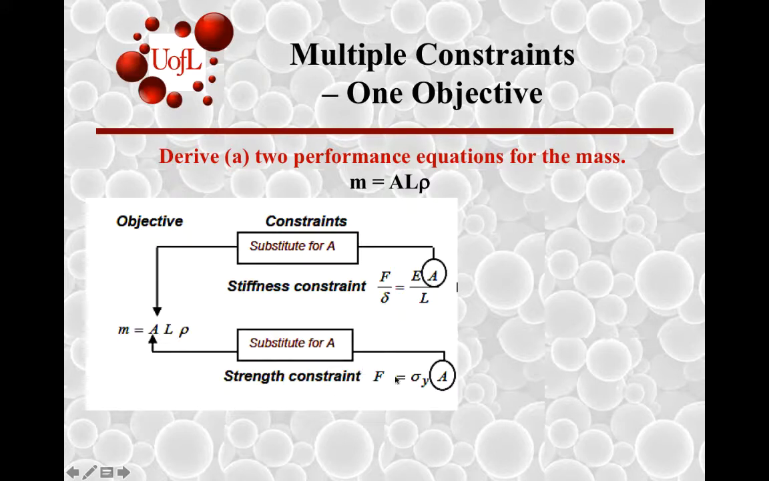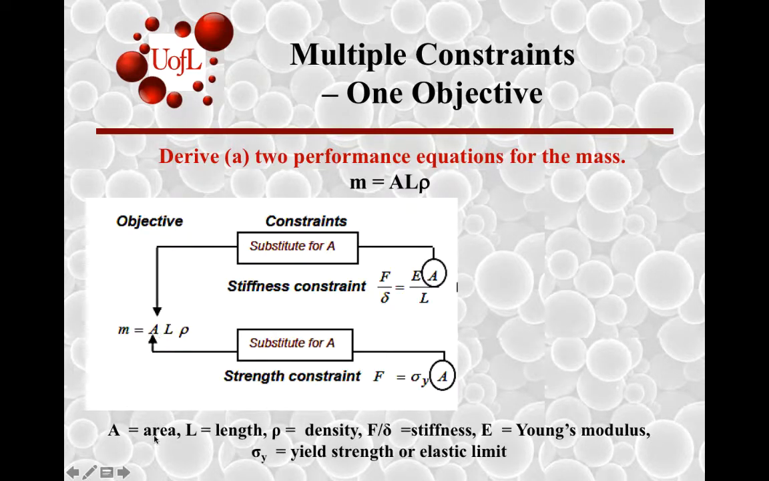Secondly, on the strength constraint, where yield strength should be at maximum F divided by A. If you rearrange terms, A will be F divided by sigma Y, and then again the mass can be the objective function to be minimized, and we replace A in this equation. So A is area, L is length, rho is density, F by delta is the stiffness, E is the Young's modulus, and sigma Y is the yield strength, or the elastic limit for this set of considerations. So now what is M1 based on the first constraint? What is M2 based on the second constraint on the strength?